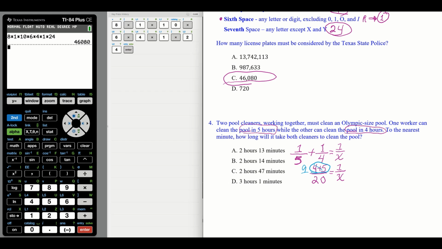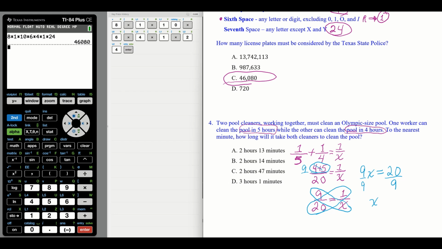Okay, so let's cross multiply. Let me rewrite this so you see it when I cross multiply. 9 over 20 equals 1 over I don't know how many hours. We're going to cross multiply. That gives us 9x equals, obviously, 20. Solve for x. How do we do that? We divide both sides by 9.